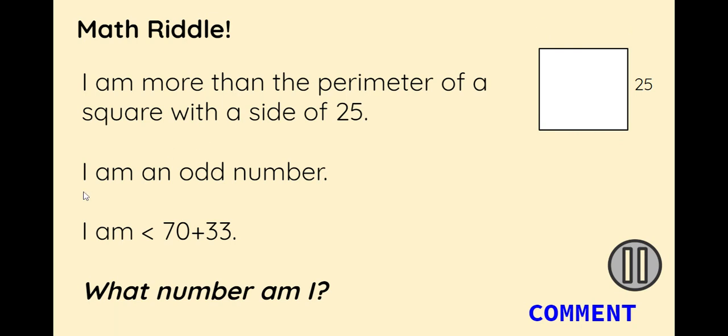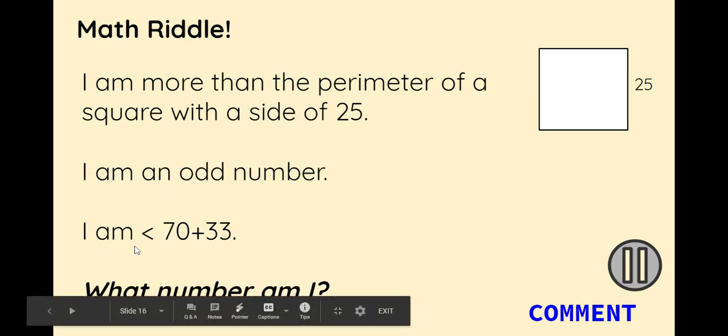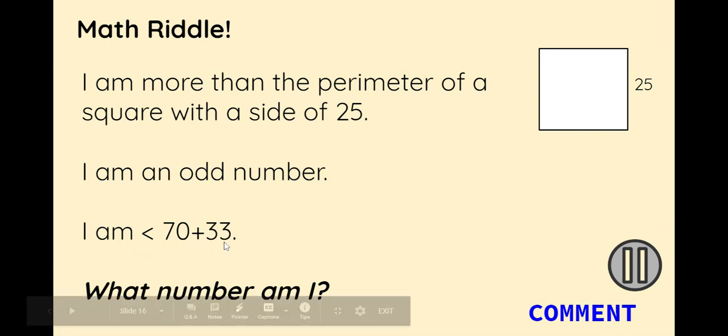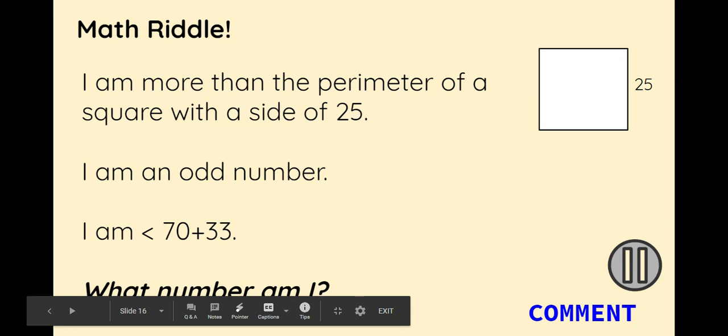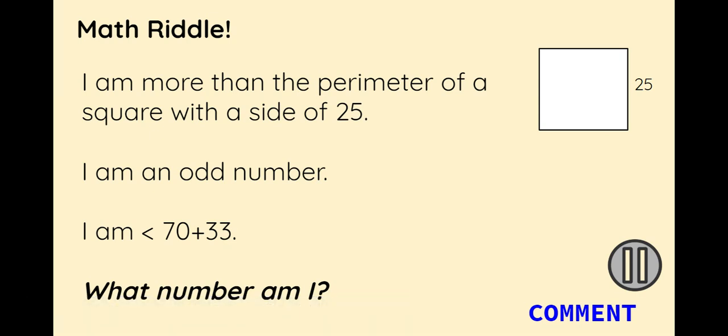The second part says, I am an odd number. So we want to think about what makes a number odd or even. And then the last part says, I am less than 70 plus 33. So you're going to have to solve 70 plus 33 to figure out what number we're talking about.